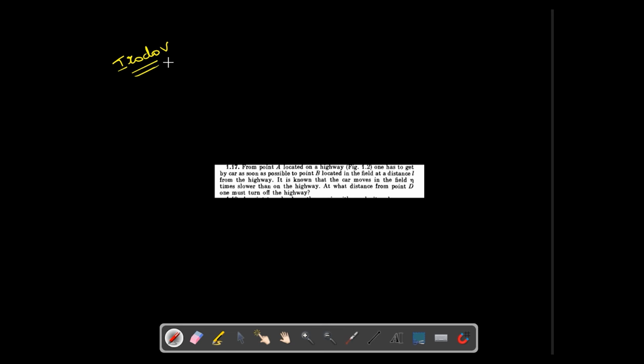From point A located on a highway, one has to get by a car as soon as possible to point B located at a distance L from the highway. It is known that the car moves in the field eta times slower than on the highway. At what distance from the point D must one turn off the highway? Let's say they are saying AD. So they are asking at what distance from the highway they need to turn down. Let's say the distance is a constant D, and they're asking you to find at what value it needs to turn down. That's it, right? So how to do this question, you know pretty well.